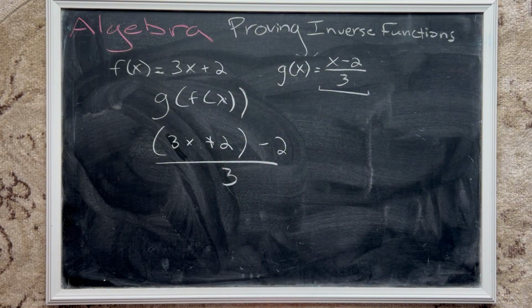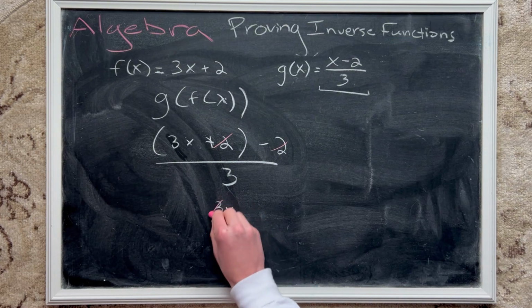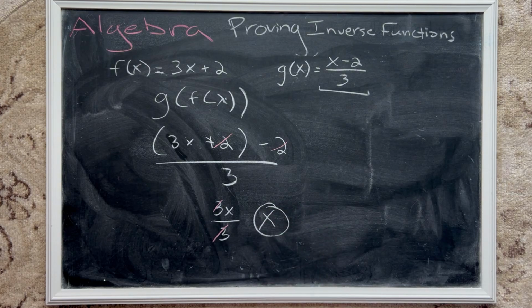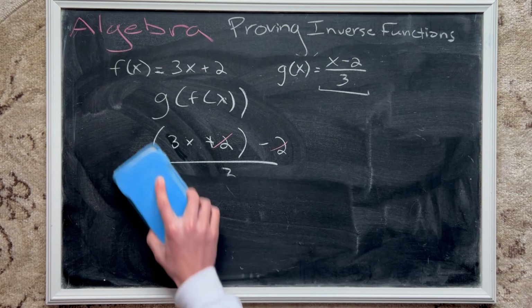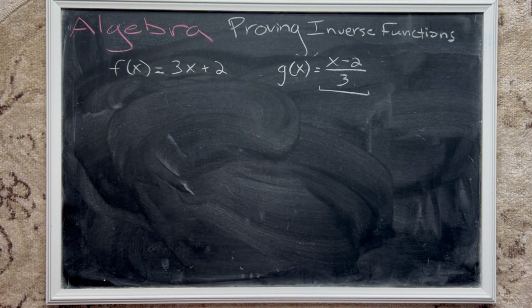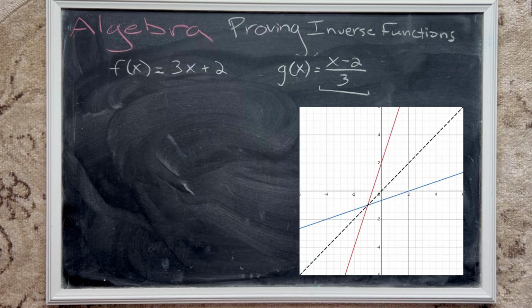So we can already see again that this 2 is going to cancel out, leaving us with 3x over 3. And these 3's cancel out, leaving us with just x. So these functions are indeed inverses. And you can also prove it graphically by using the graphing calculator to show. I'll show that right here. And you can see that they're just a reflection over the line y equals x.